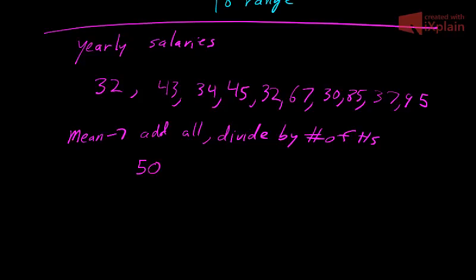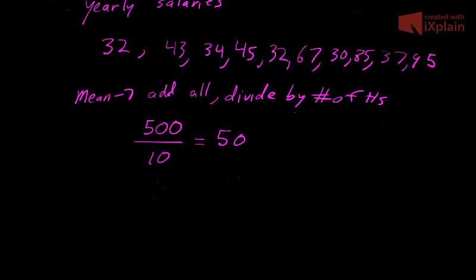Or sorry, if I add them all up, I would get 5,000. So 32 plus 43 plus 34 plus 45 plus 32 plus 67, all of those added together is going to be 500. I am all over the place today. I'm sorry about that. Adding all 10 of these together, I get 500. Then divide by the number of numbers, which is going to be 10. That gets me 50. And overall, that means that my mean would be $50,000, because again, all of these are in thousands of dollars.